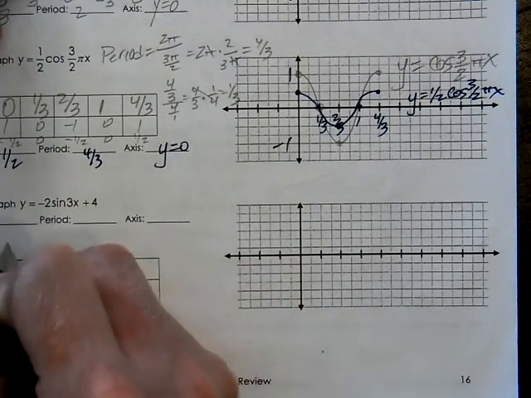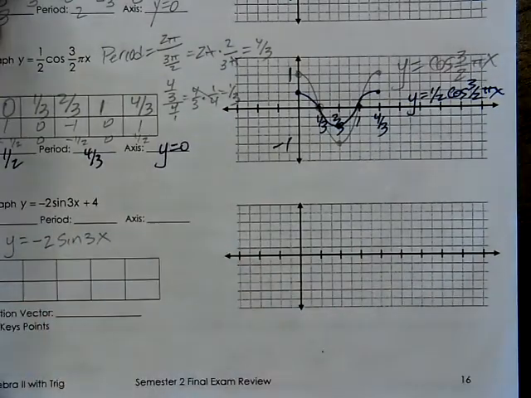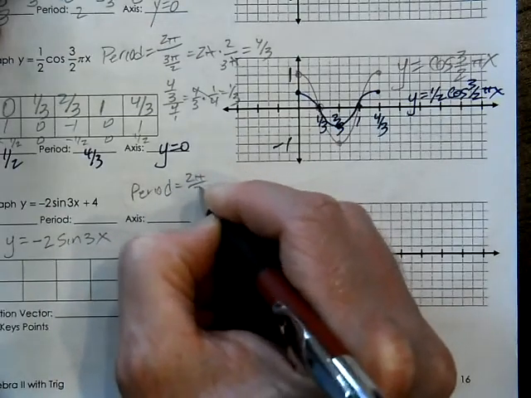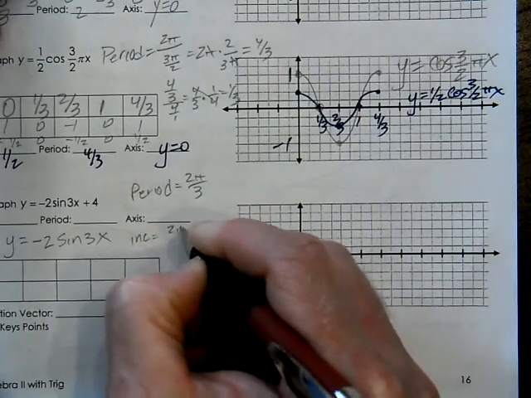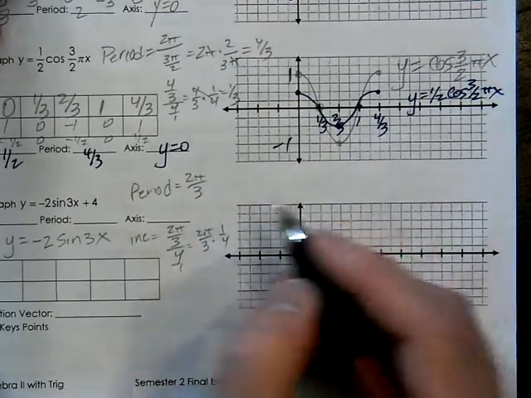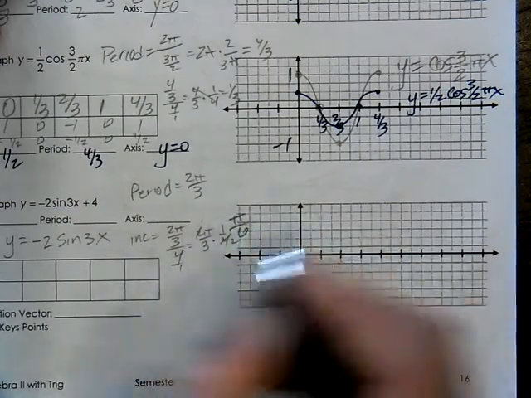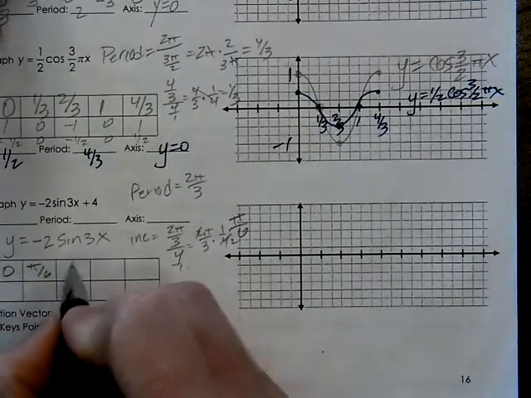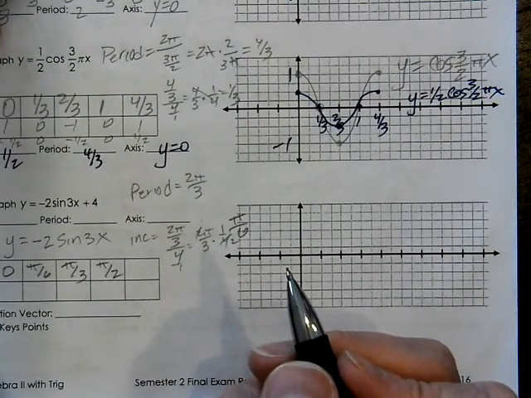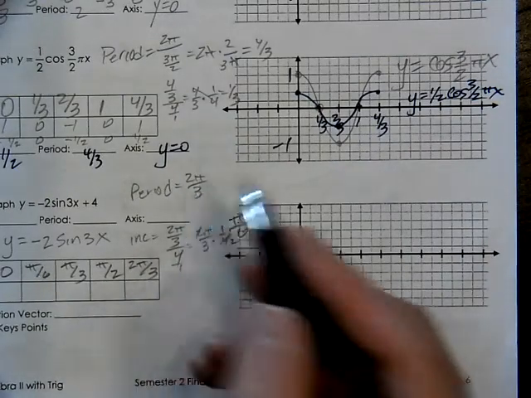Here we're going to first work with y equals, we'll do the -2 with this one, of 3x. Well, 3 is your b value. So the period is going to be 2 pi divided by 3. And your increment is going to be 2 pi divided by 3 divided by 4. And that's 2 pi divided by 3 times the reciprocal. And that reduces. So this is pi over 6. So we're at 0, pi over 6, and then 2 pi over 6, and 3 pi over 6, and 4 pi over 6, which is 2 pi over 3, which is what we said the period was. Beauty.